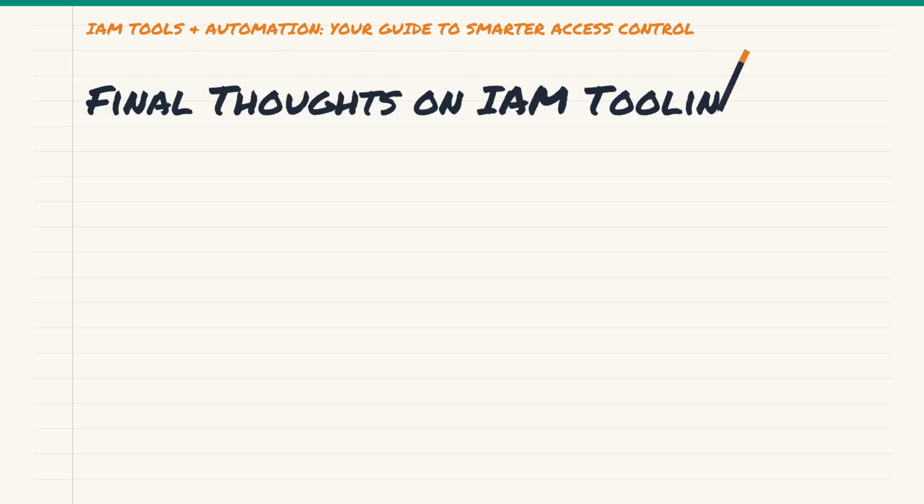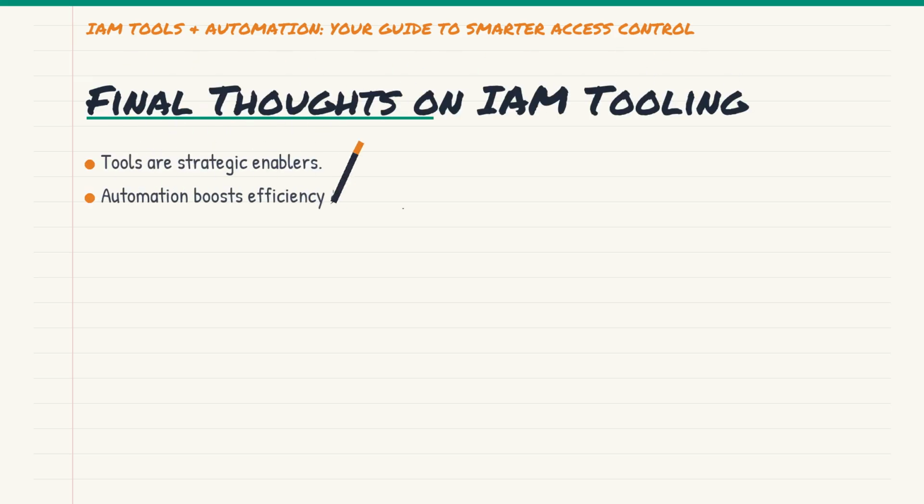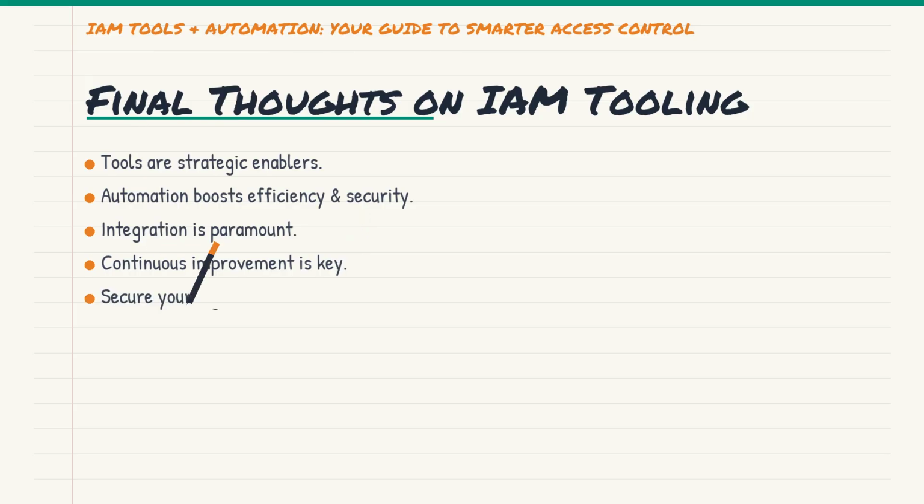That's a wrap on our discussion about IAM tools and automation. I hope this session has given you a clearer picture of the landscape, the benefits of automation, and how to approach selecting and implementing these critical technologies. Remember, it's an ongoing process, and the tools are there to support your overall IAM strategy. Keep exploring, keep learning, and keep securing.